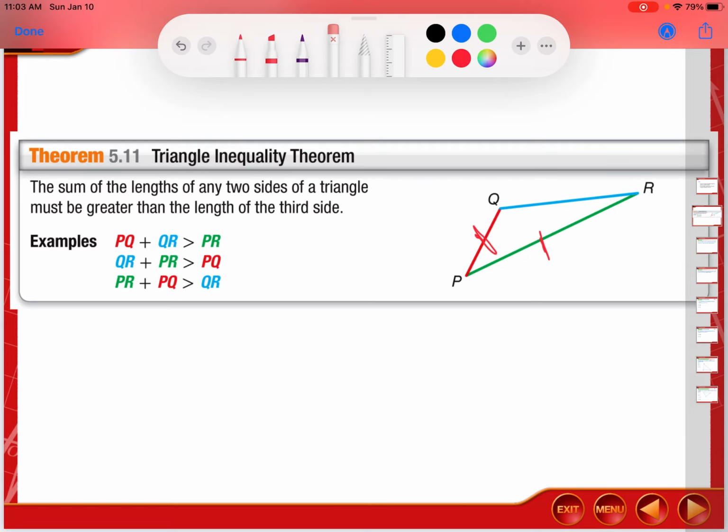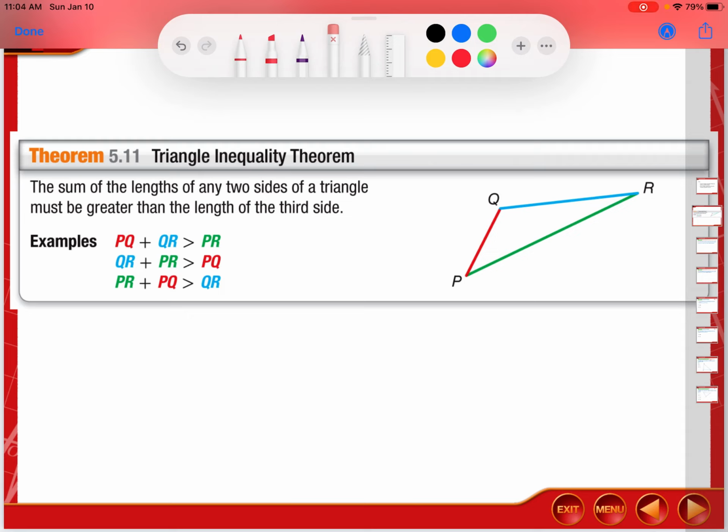So when they say this, they tell us it has to be bigger than the third side. So theoretically, we would have to make three inequalities every time. In my head, what I think about is, okay, well, the hardest one to make is going to be the smallest two sides adding to the biggest side.